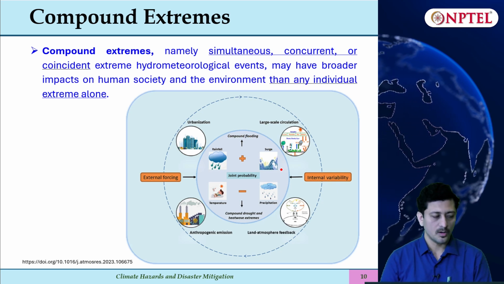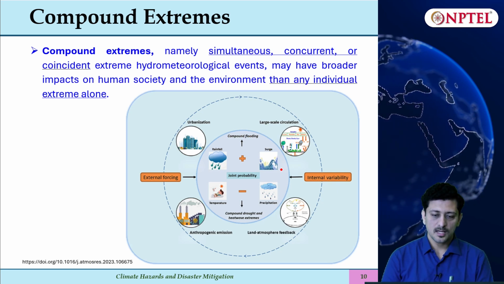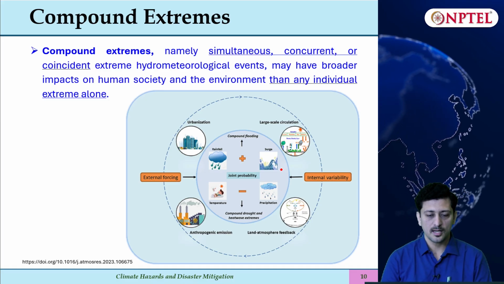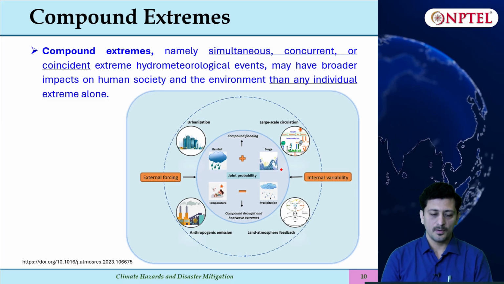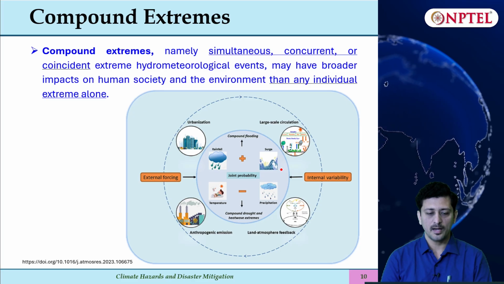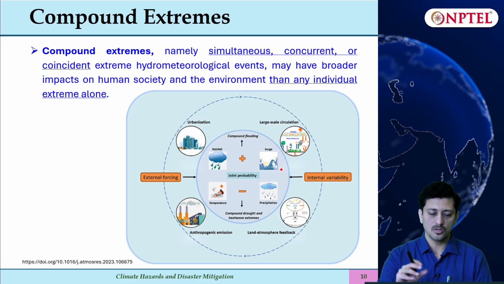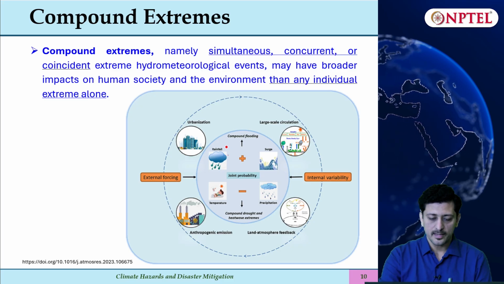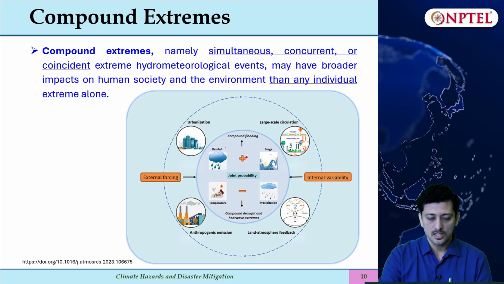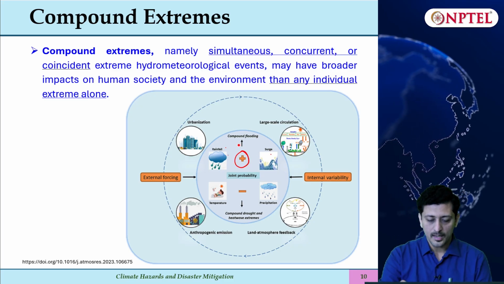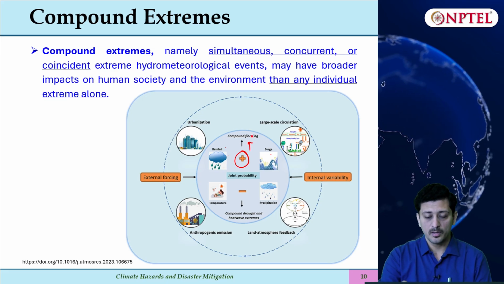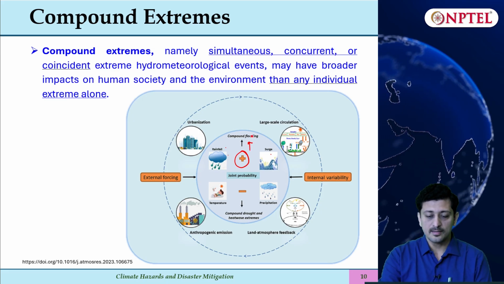Then we also discussed compound extremes. Compound extremes are the simultaneous or concurrent or coincident hydrometeorological extreme events which have broader implications on the human, environment and the society than the individual extremes. For example, there is extreme rainfall and there is storm surge. Both of them can combine to form a compound flood event. So that will be a very severe case.